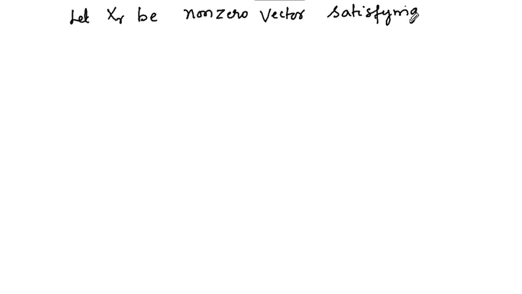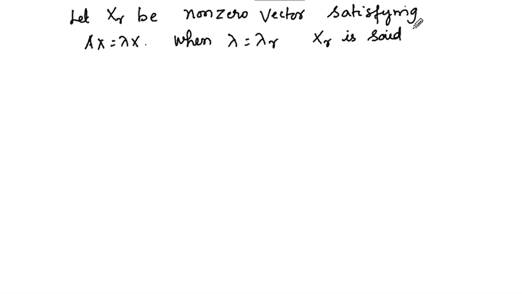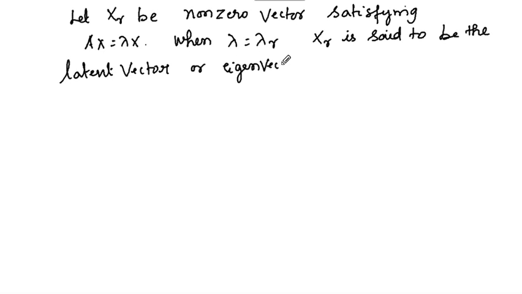Based on the degree of the equation, we will be getting the number of roots. Suppose n is equal to 3, we will be getting 3 roots, and therefore we will be replacing lambda by the 3 roots. In the first case we will be replacing lambda by lambda 1, in the second case lambda by lambda 2, and so on. Here I have taken in general lambda is equal to lambda r. X r is said to be the latent vector or eigenvector of a matrix A corresponding to lambda r.